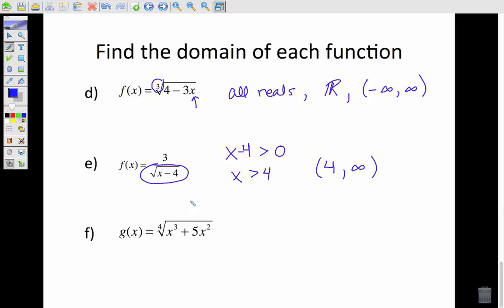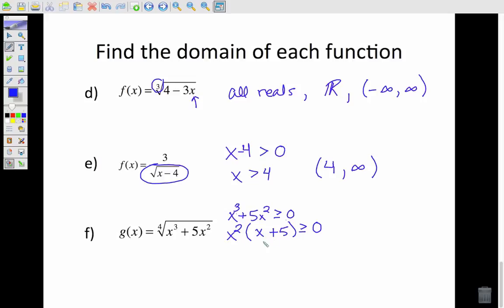All right, this is my last one here, and it's a little bit more challenging, so we're going to go through this one a little slower. The 4th root of x to the 3rd plus 5x squared. Well, you can see underneath the root, I'm not able to separate these. If I'm trying to figure out this expression right here, x to the 3rd plus 5x squared, how does that become greater than or equal to 0? How do you solve that? Well, when you have extra powers like that, you solve by factoring x squared. Take an x squared out, you get x plus 5.